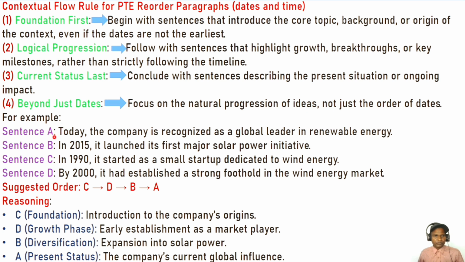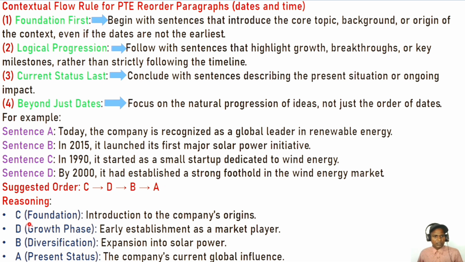For example, sentence A: Today the company is recognized as a global leader in renewable energy. Sentence B: In 2015, it launched its first major solar power initiative. Sentence C: In 1990, it started as a small startup dedicated to wind energy. Sentence D: By 2000, it had established a strong foothold in the wind energy market. Suggested order is C, D, B, A.